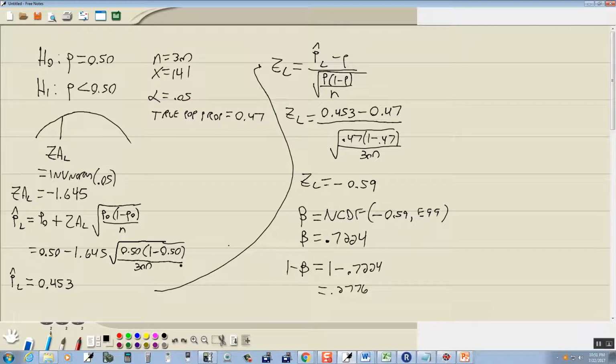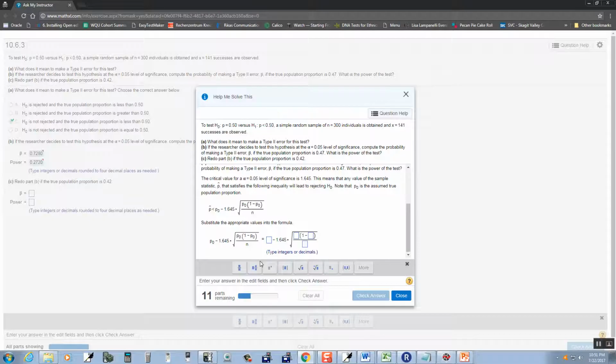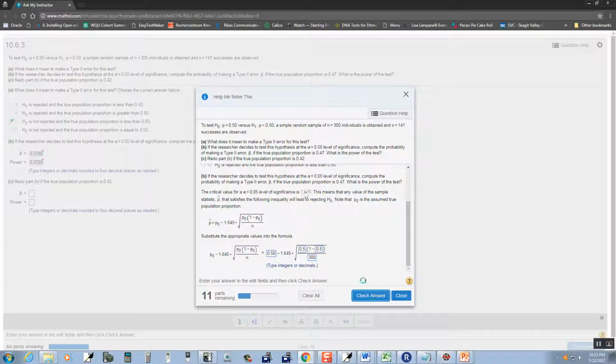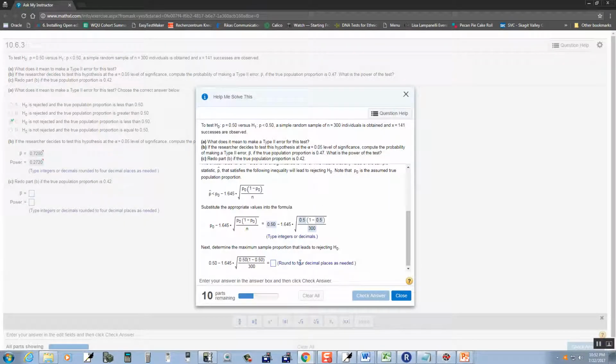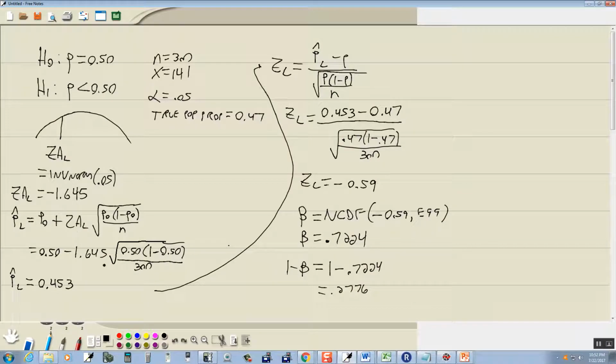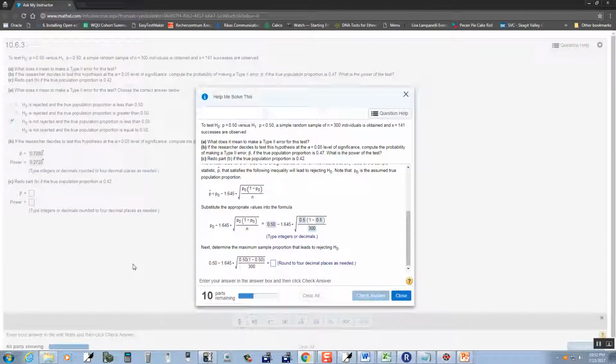This should, I guess, correspond with this right here. So I think that should be 0.50, the number off of our claim. And this would be 0.50, 0.5, and 300. Check answer. Okay, that matches this right here. 4 decimal places. Ah!